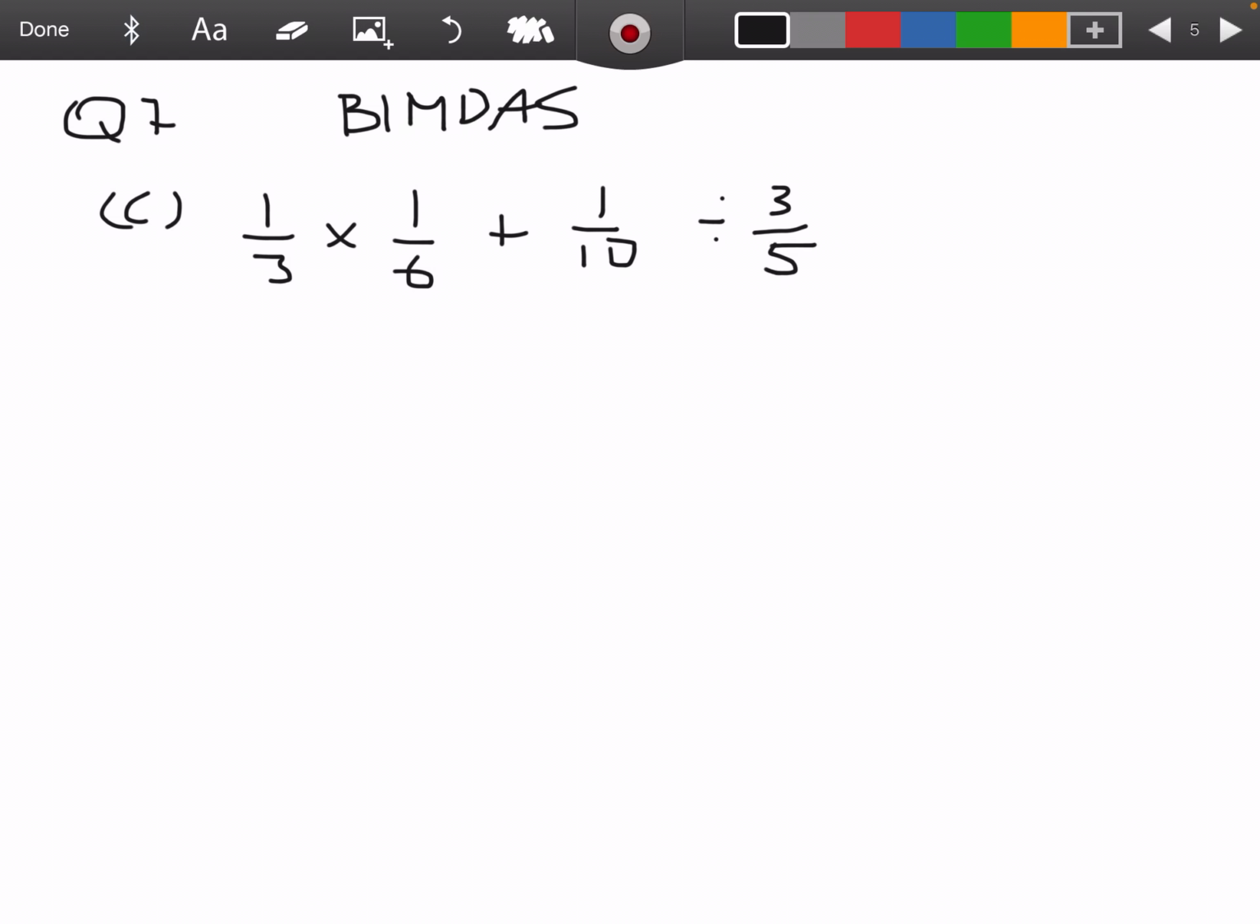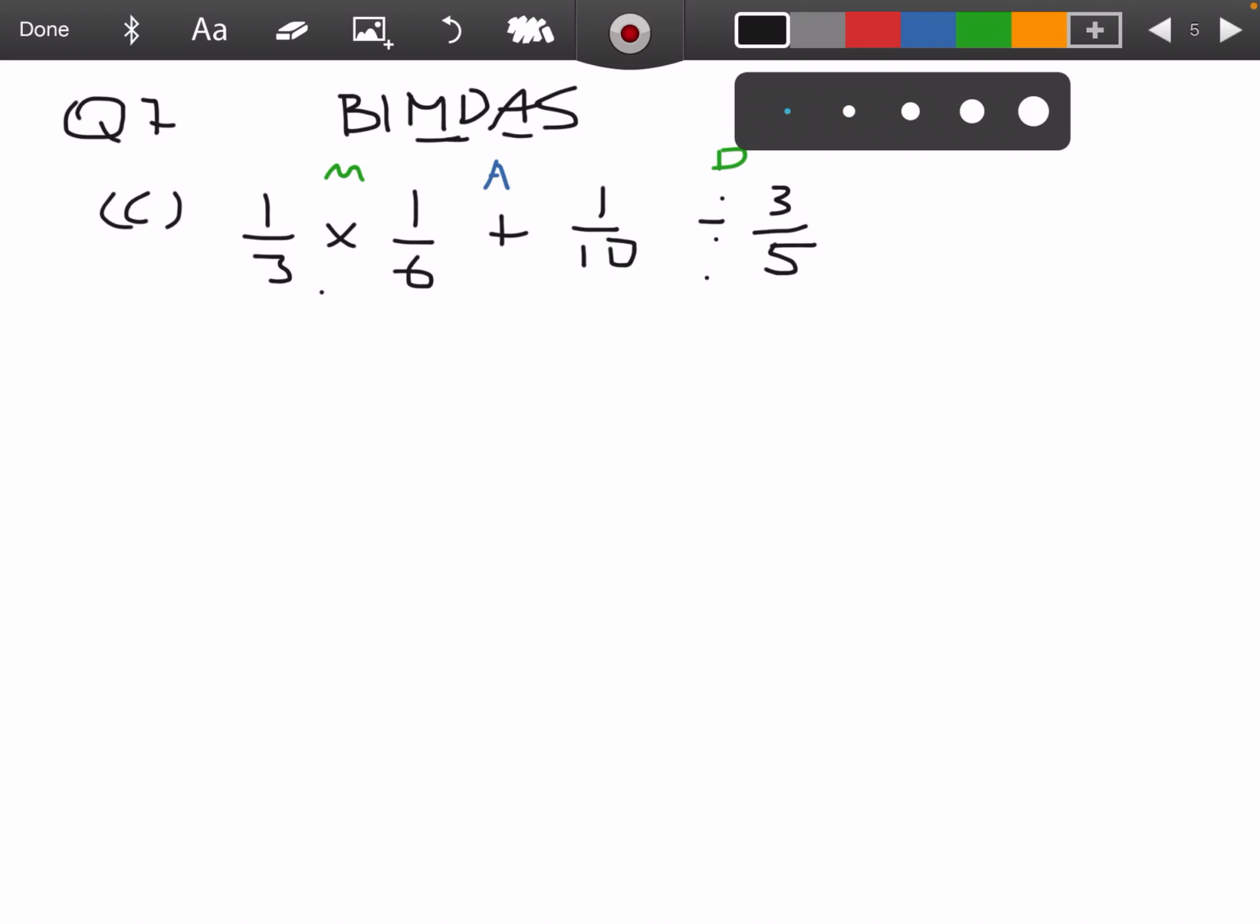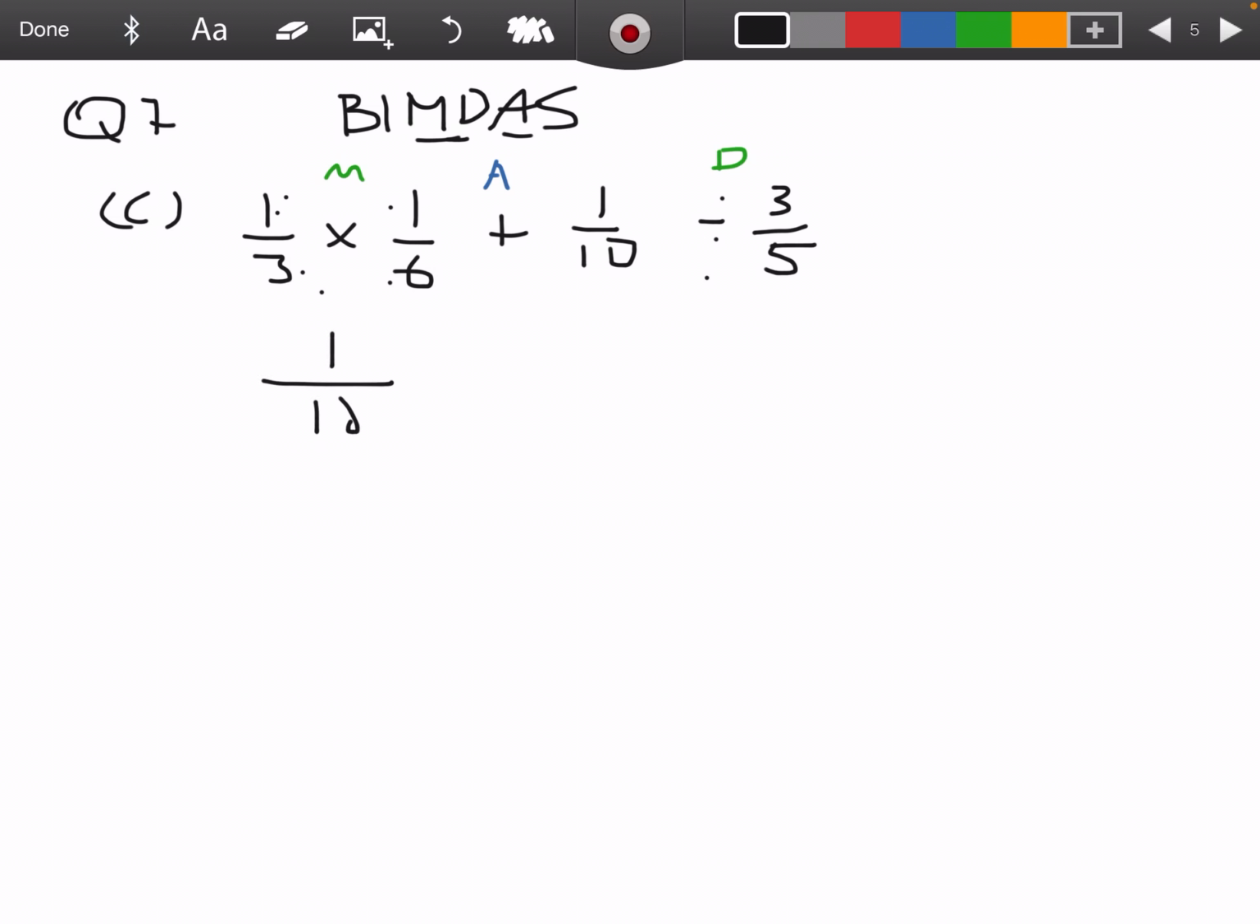So remember, I've got to do multiplication and division before I do addition. So these two, the multiplication and the division here, are going to be done before I do the addition in the middle. So I'm going to do my multiplication first. That's nice and simple. I do numerator multiplied by numerator, denominator multiplied by denominator. So I've got 1 times 1 gives me 1. 3 times 6 gives me 18. So I've got 1 over 18 plus my division then.